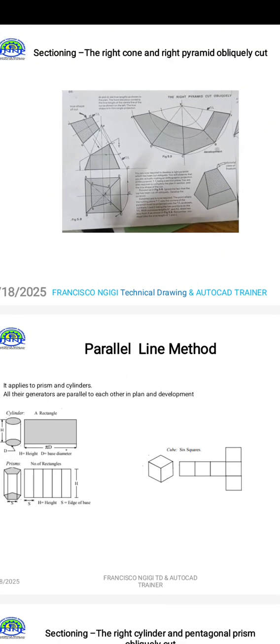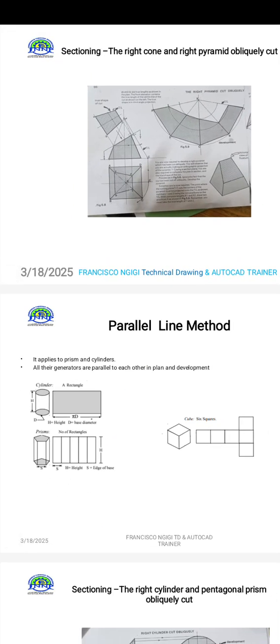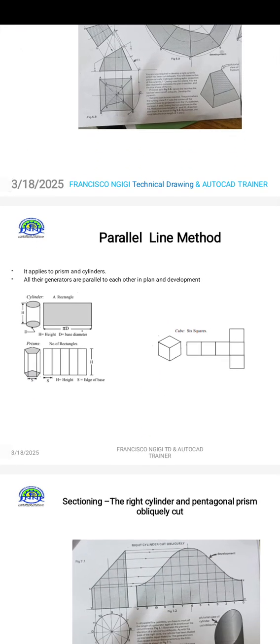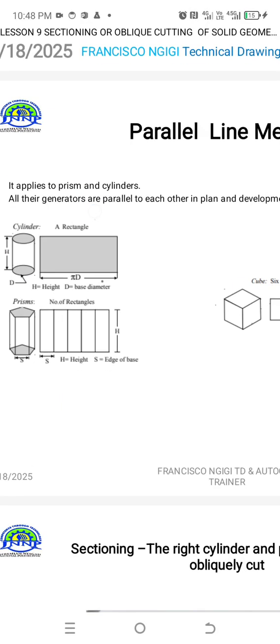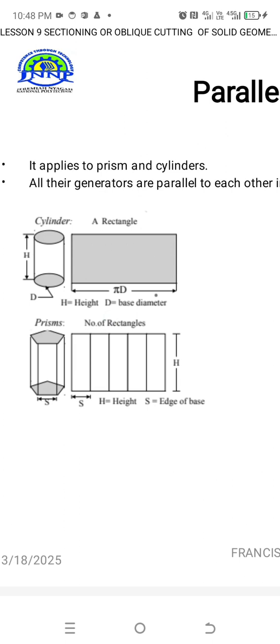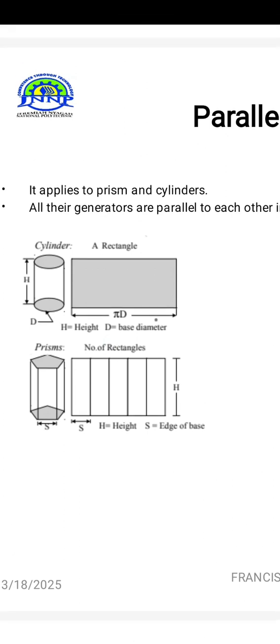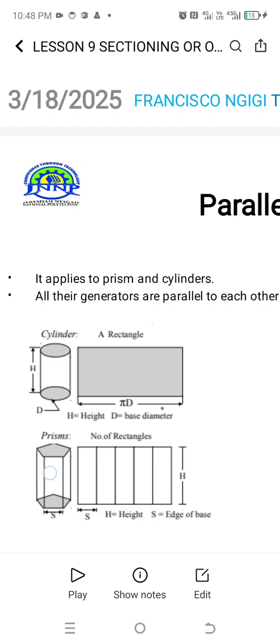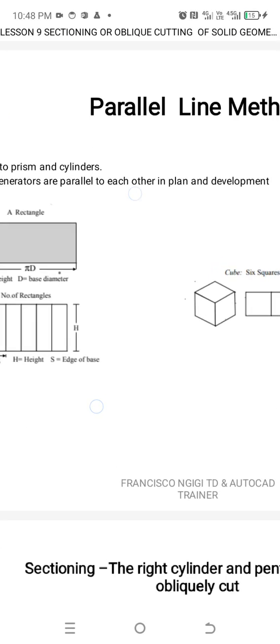We can go to the parallel method. It applies to prisms and cylinders. All the generators are parallel to each other in plan and development. What do you mean? If you have this cylinder which has a top and a bottom, the lateral surface is the pi d, the curved area. Then for a prism, the generators you see they are parallel. This one and that are parallel. And this is what we have here.